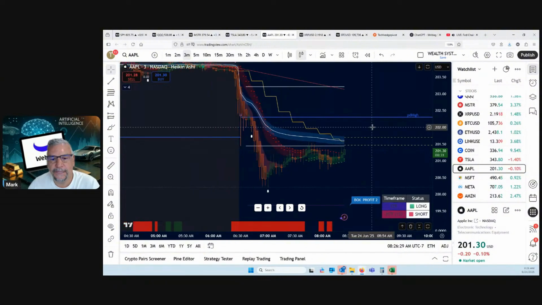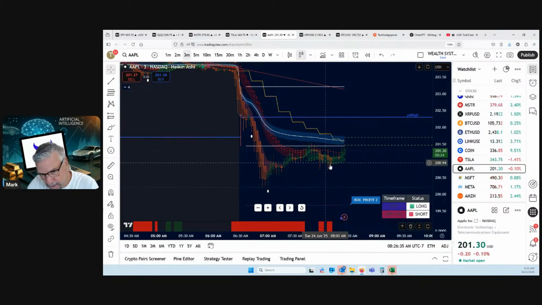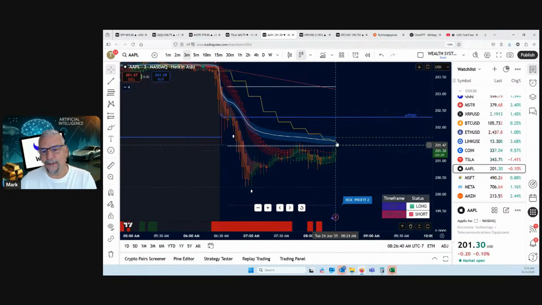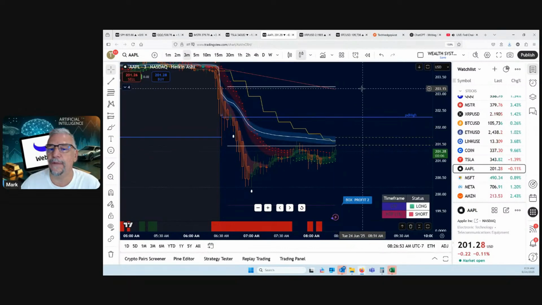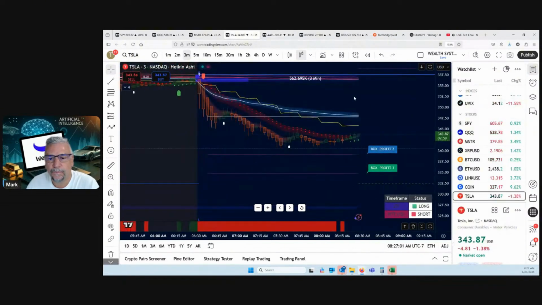Apple's setting up. You can see it. It broke through the opening high, came back, tested it, failed, came back, and now testing again. So if it can break through, you can see everything came together. You got the opening low, you got the volume weighted average, you got the trend line. Everything's coming to a point here. If it decides to break through the opening high, we are most likely going back to 203. So Apple's also a nice contender.